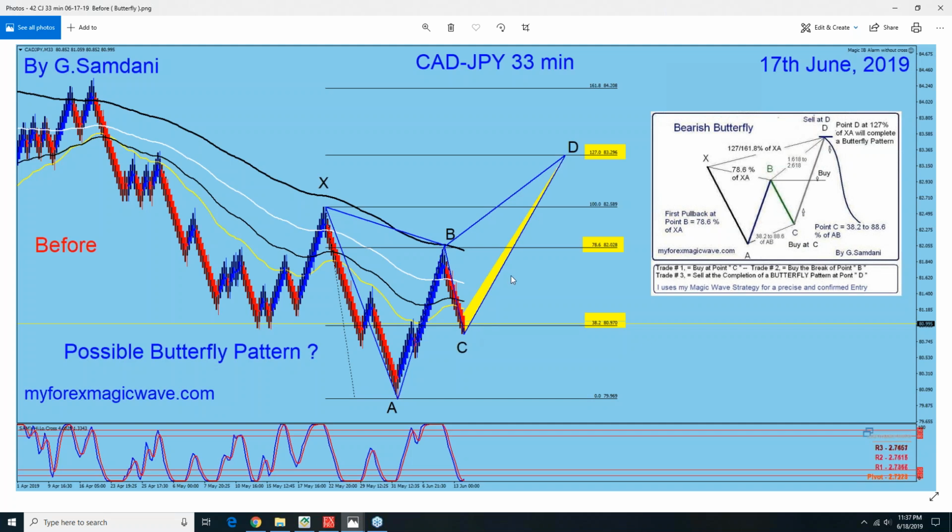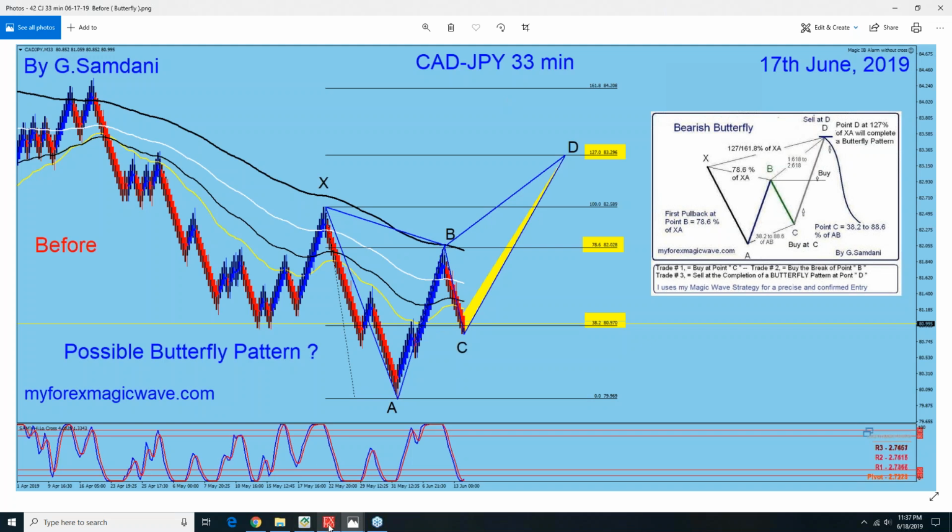But the thing is, how do we make an entry? This is what I want to show, how safe the system is: if you don't get the setup, you don't make the entry. Even though I was expecting that it might go up, how do we make an entry? We don't make an entry from this chart. This 33-minute chart is just the setup. So what we do is we go to the 7-minute chart and see if we get a bullish setup.